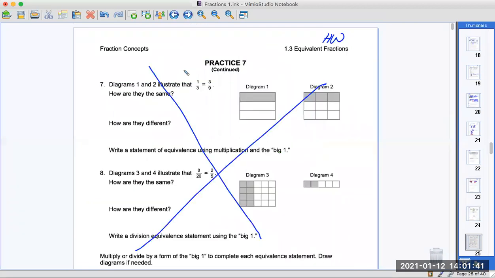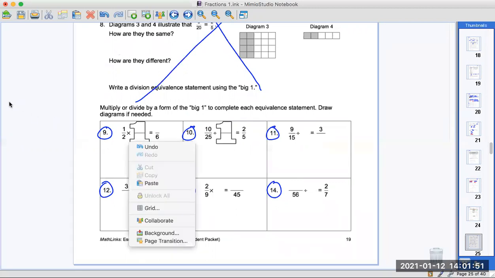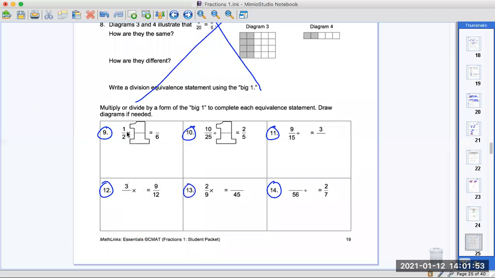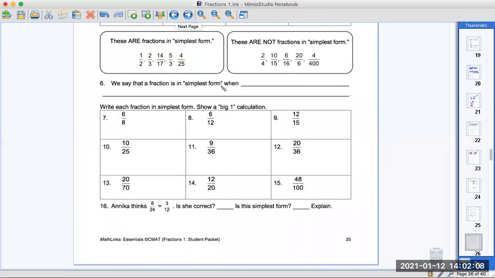And what happened here? Yep, you got to do number 9, 10, 11, 12, 13, 14. That's your homework. And I think that's pretty easy. You need to figure out, how do I get from 2 to 6 by multiplying? It's 3, right? 2 times 3 is 6. 1 times 3 is 3. So these are it right here. And these are notes. Now we're on page 20.